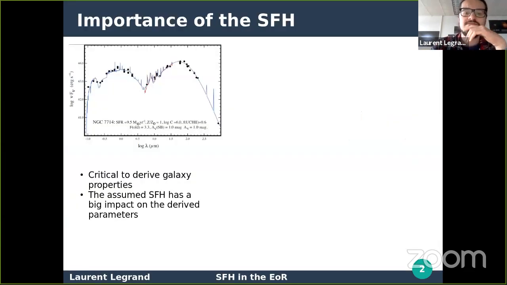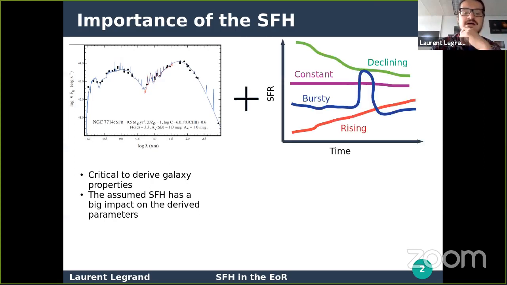So the past 2 days have actually been the best introduction for my project, as we've seen that SED fitting is used a lot, and that one of the important parameters that goes in it is the star formation history.